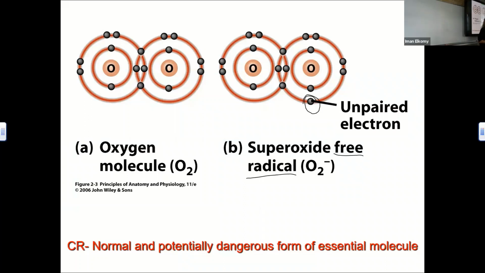And free radicals are dangerous because now you have this oxygen floating around with a negative charge. It can bind to things that have positive charges, right? Cause all sorts of havoc. All right. Anyways, we're talking about oxygen. That free radical is a superoxide.